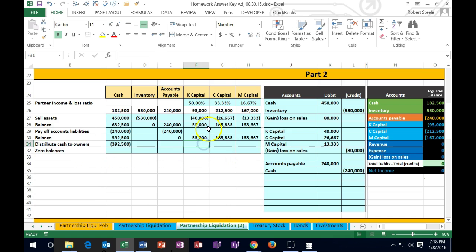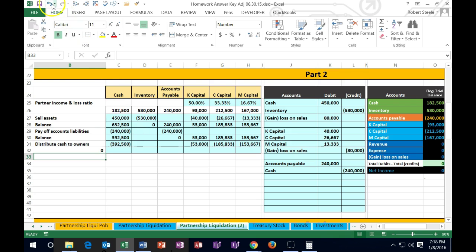So we're going to go here and say this is going to be negative 353,000 tab. This is going to be negative 185,833 tab. Negative 153,667, and enter. So then we'll just add these up.